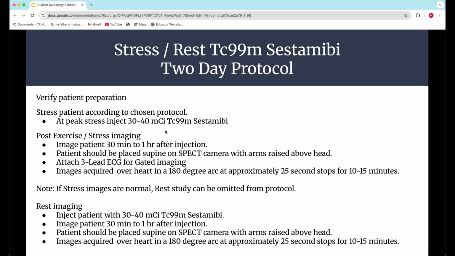So again, they did this at first because you could just move on if you didn't have a defect. But if you did, you have to bring them back. So bringing them back, you would inject 30 to 40 millicuries again the second day. You would image the patient the same way you did before, and then you could have those images and compare the two. So that's the 2-day protocol.